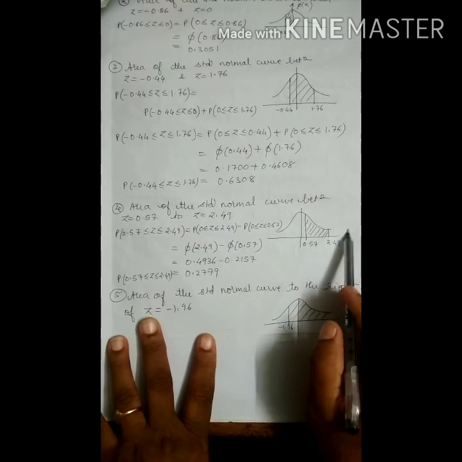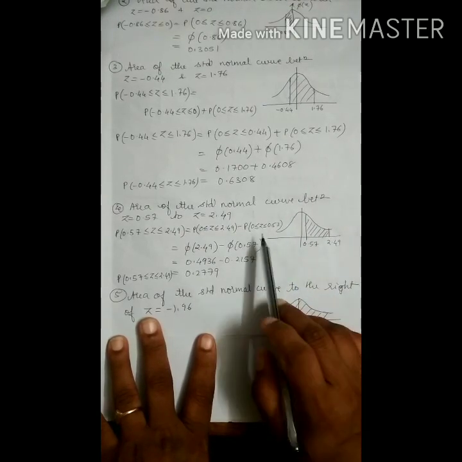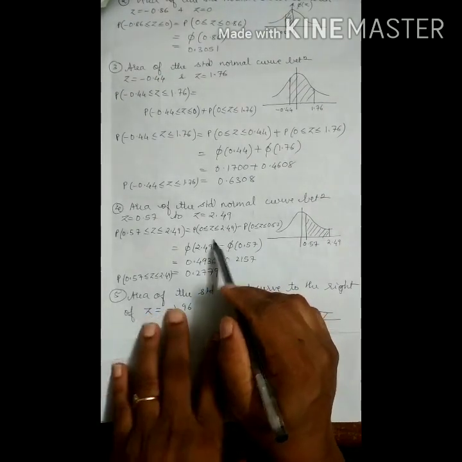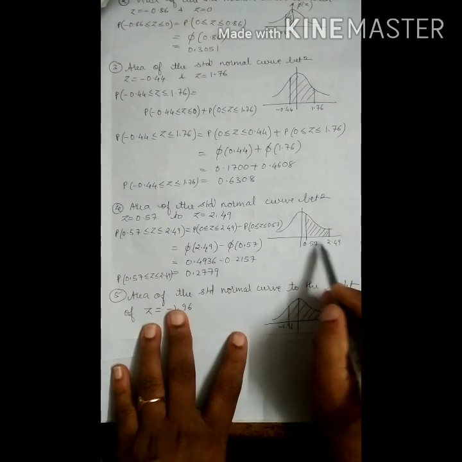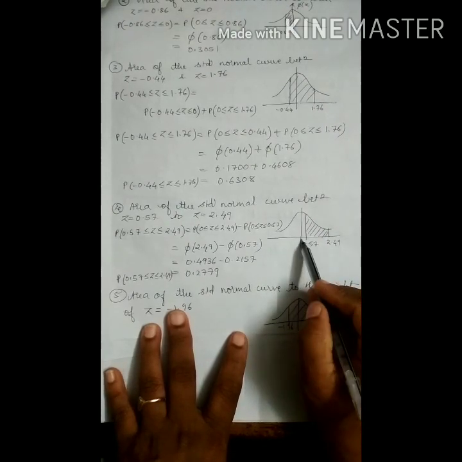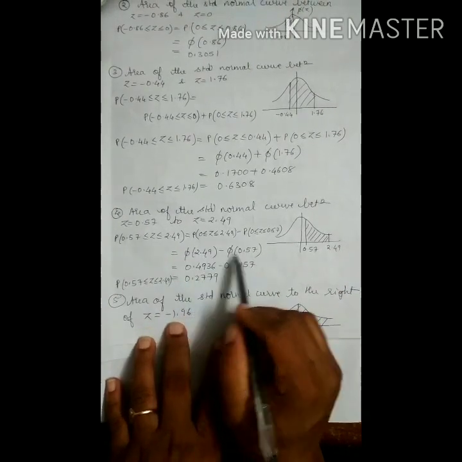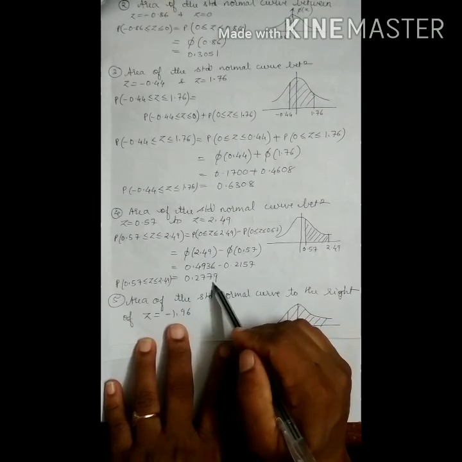And how much is this whole area? From 0 to minus infinity it is 1. This will be calculated as 0 to 2.49 minus 0 to 0.57. So this will become phi of 2.49 minus phi of 0.57. Calculate the table values and subtract.